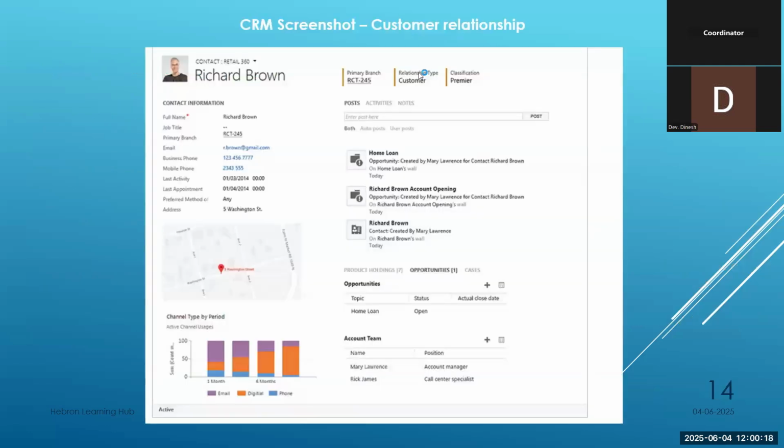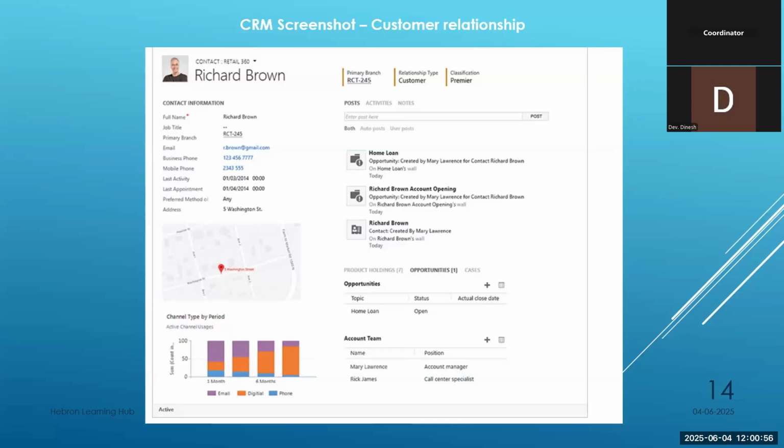So these are some of the screenshots which you can see. Are you able to see it? Yes, sir. This is how a CRM system might look. There are several CRM systems. This is one. So contact information will be available. The primary branch, the home branch of the customer, will be available, RCT 245. Email ID of the customer is available, business phone, mobile phone, last activity, appointments. What are the appointments you have scheduled with him? That is all available.